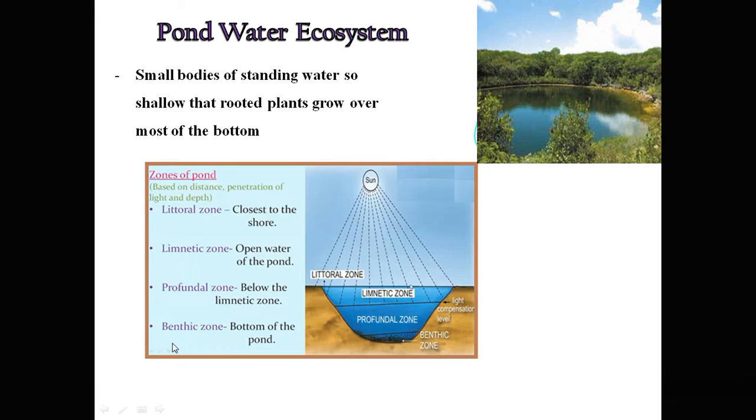Then the last zone is the benthic zone. The bottom zone of a pond is benthic and is occupied by a community of decomposers. Decomposers here in the pond ecosystem are called benthos. So these are the different zones present in the pond ecosystem.